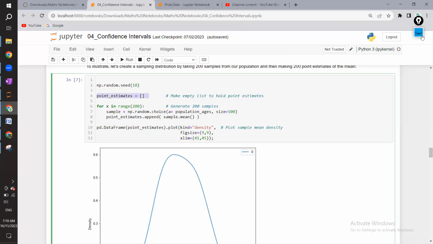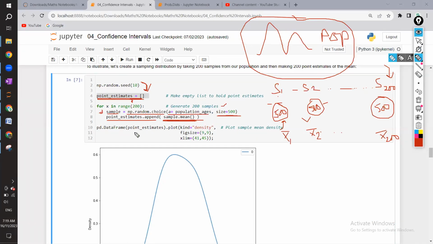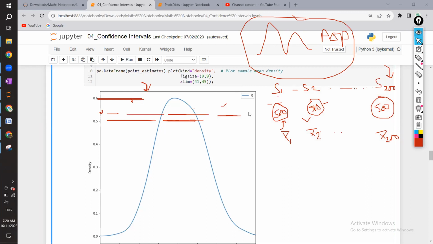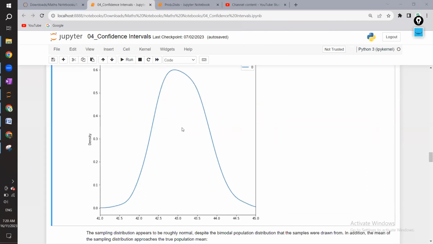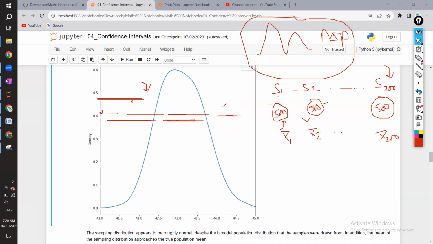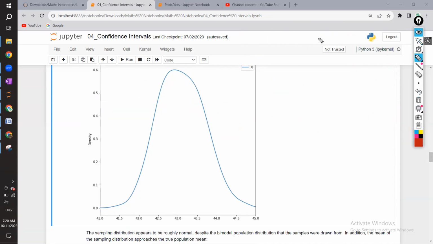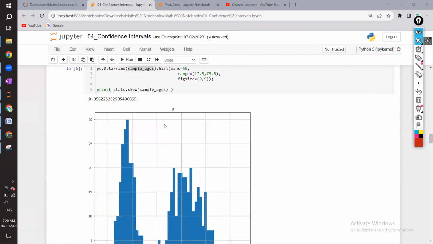Once you have that, according to our theorem, all the sample means we are putting in point estimates should follow a normal distribution. As you can see, when I plot the pandas DataFrame of point estimates as a density plot, can you see almost a normal distribution? Interesting. Even though the overall population distribution is not normal, it is in front of your eyes.